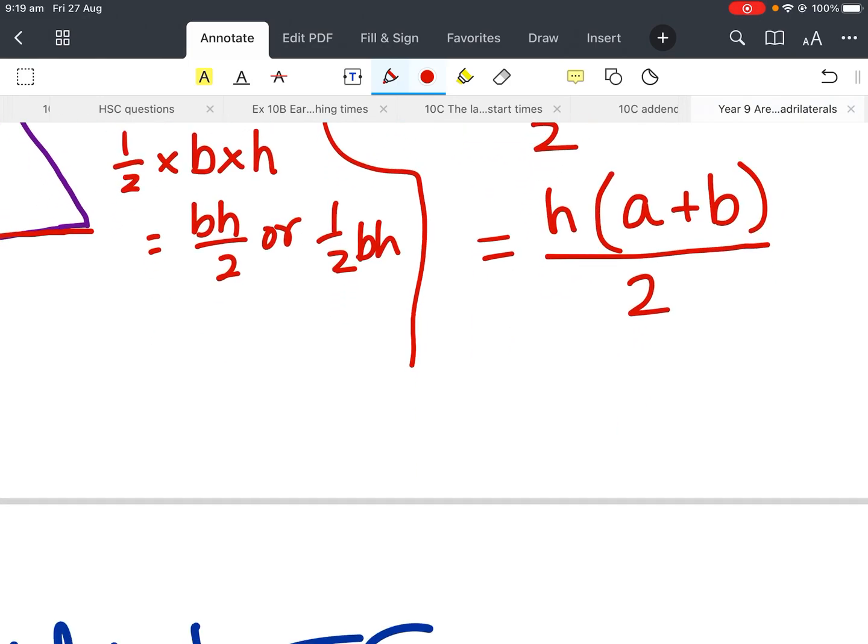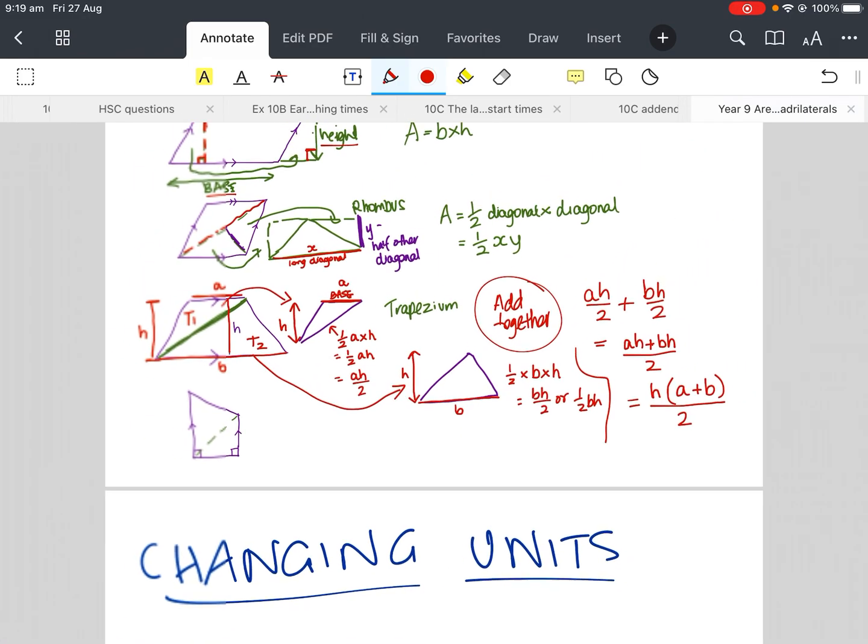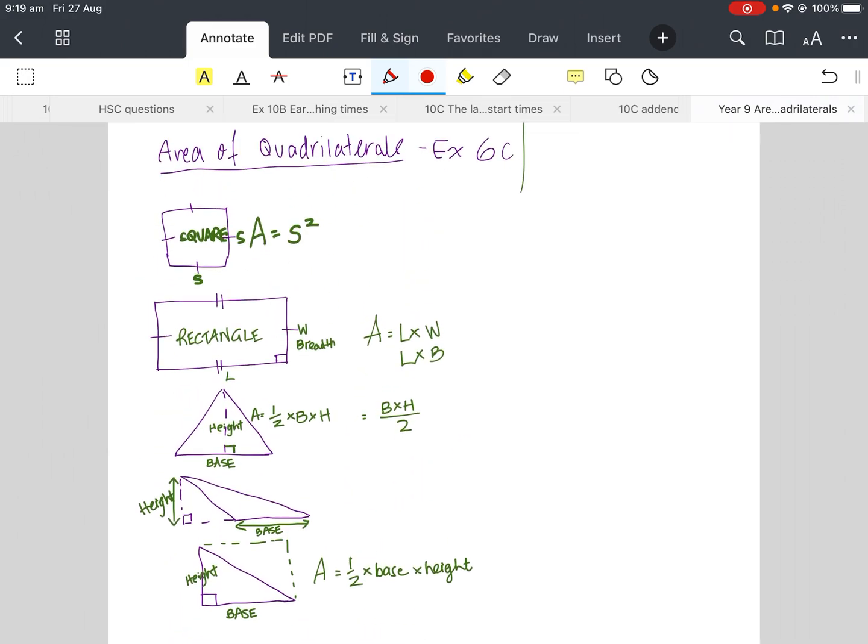Now there are plenty of examples in your exercise today, and I'd like you to practice using all of those formulas today.